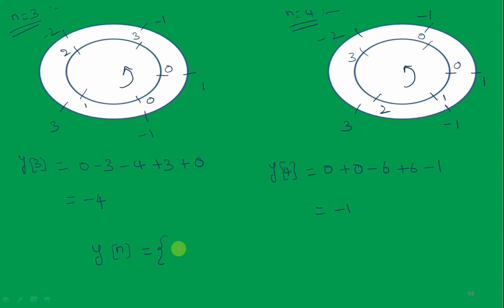So now take all the values here. First value, the 0th value, is 8. One value is minus 2. At n is equal to 2, minus 1. At n is equal to 3, minus 4. At n is equal to 4, minus 1. Okay, right. So this is nothing but the circular convolution between x1 of n and x2 of n, so we can get the y of n output. So it is said to be the concentric circle method.